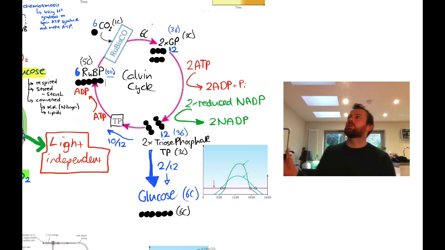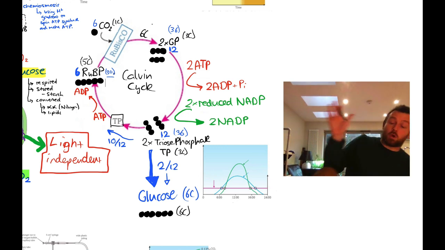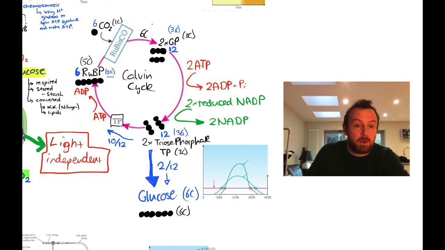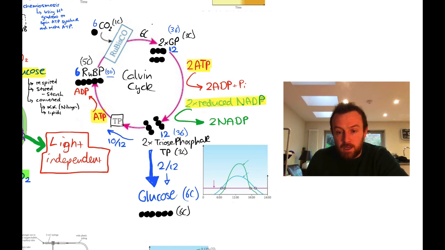So nothing is wasted or runs out. It is a cyclical process. It goes round and round and round, as long as it is supplied with ATP from the light-dependent reaction here and here, and reduced NADP from the light-dependent reaction. So my highlighting there of the yellow things are products from the light-dependent reaction that are needed.